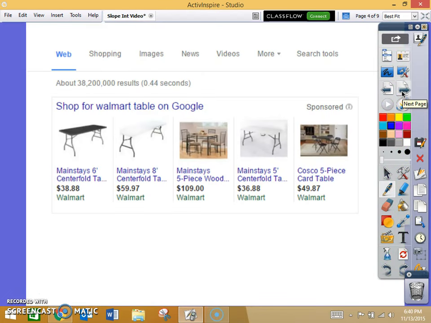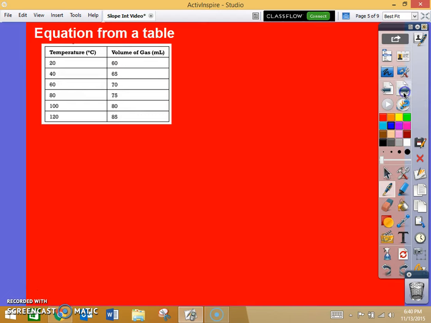Not quite that type of table, though. We're talking about an algebraic table, a table that has some values that we can use, much like this one. Something that has an independent variable or some x values and a dependent variable or some y values. It's important that we be able to tell the difference.